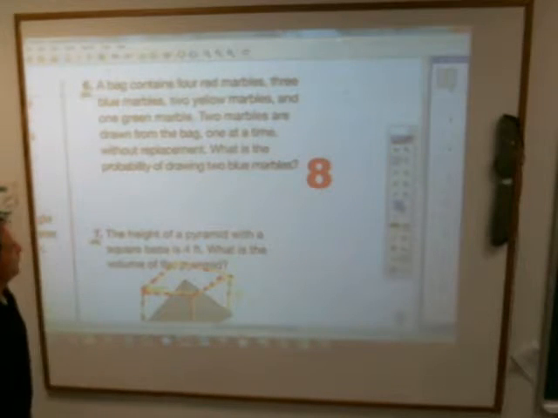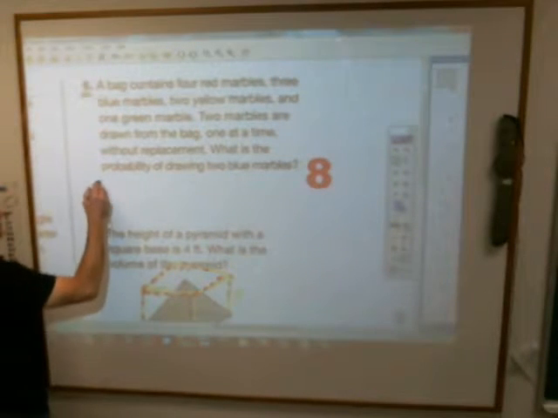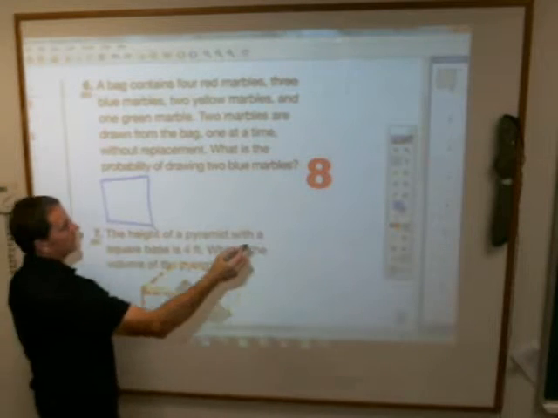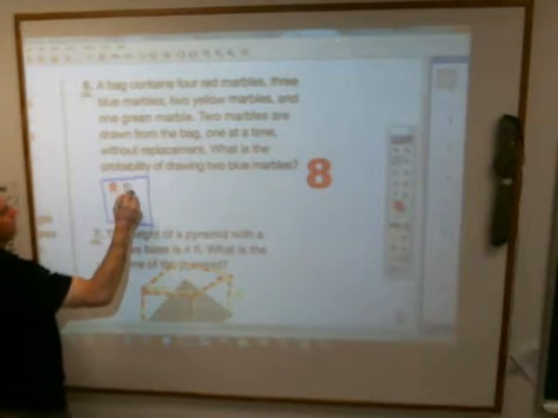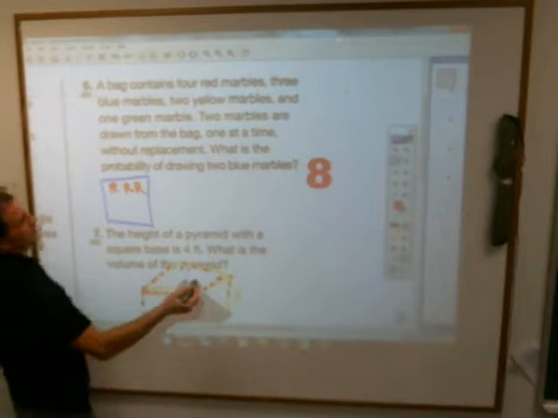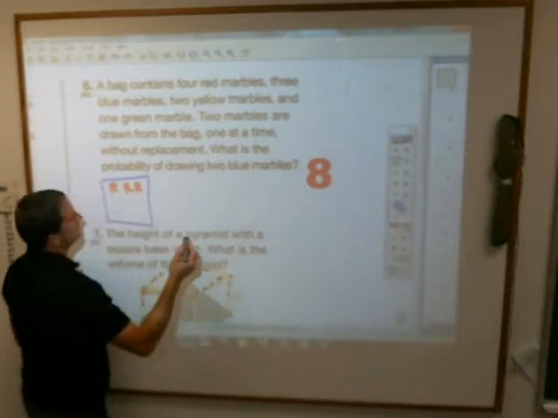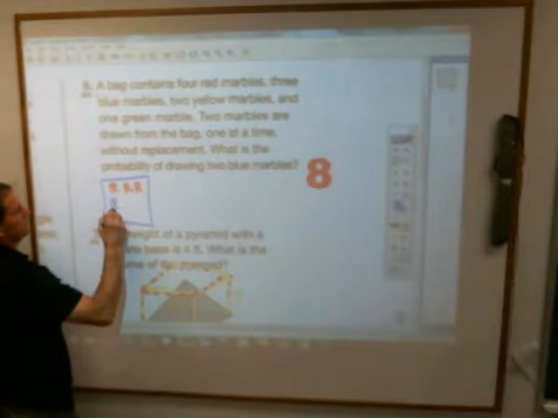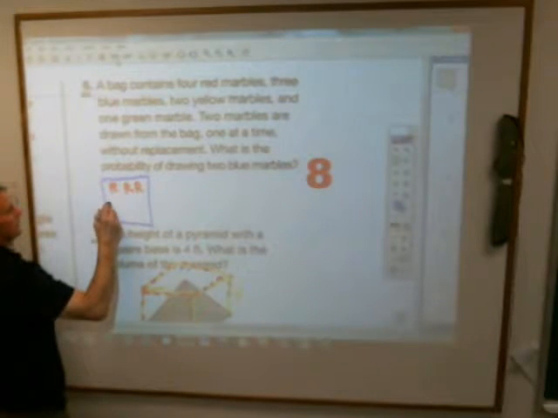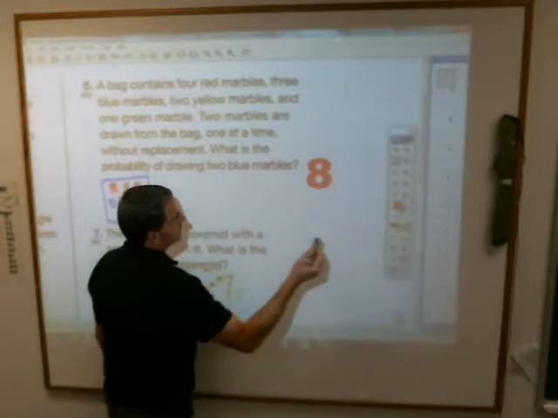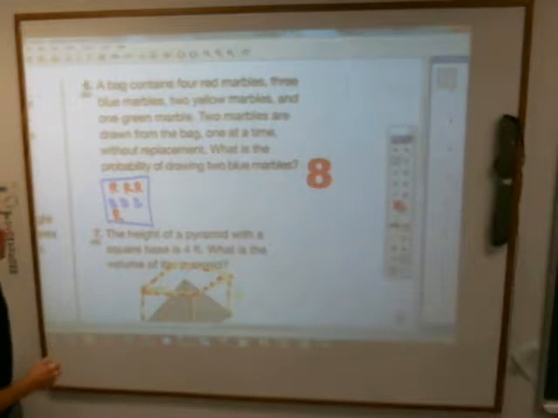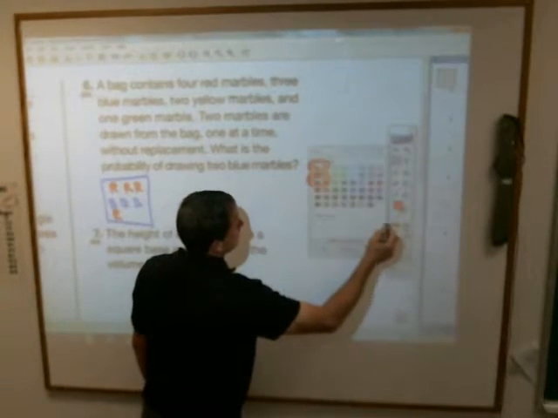A bag contains 4 red marbles. Here's my bag. 4 red marbles. Red, red, red. 3 blue marbles. Are they supposed to put 4 of them? Well, that didn't work very well, did it? Blue, blue, blue, red. And 1 green marble. And 2 yellows.